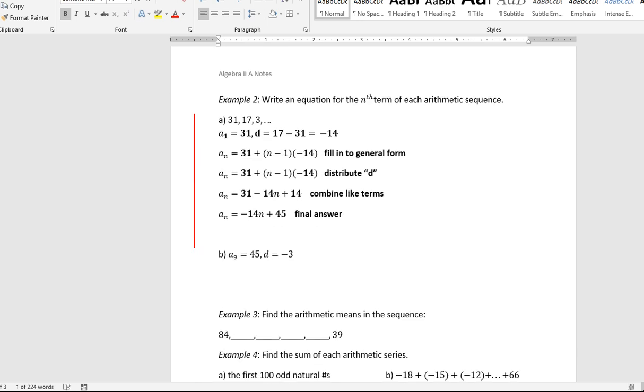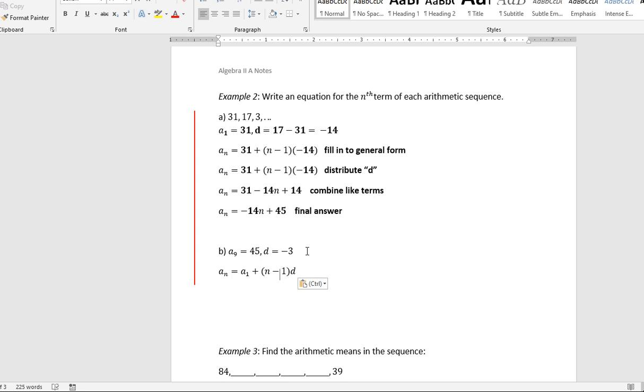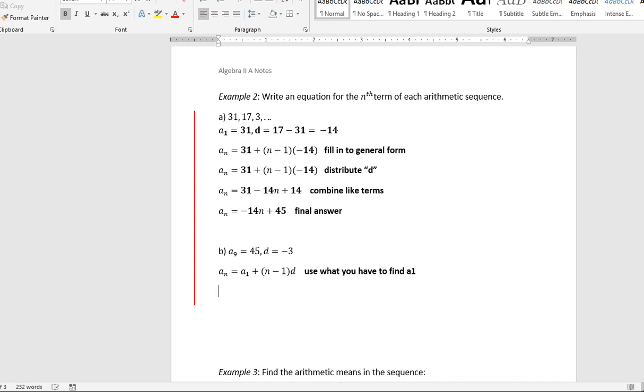We're going to use what we know to find a sub 1. So we have a sub n. Hold on, let me fill this in. We have a sub n, it's 45. We don't have a sub 1. We do know that n is 9 because it's stated here that this is a sub 9. And we do know that d is negative 3 because they told us.